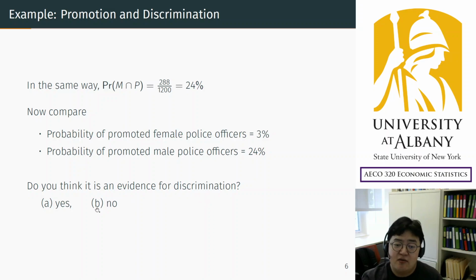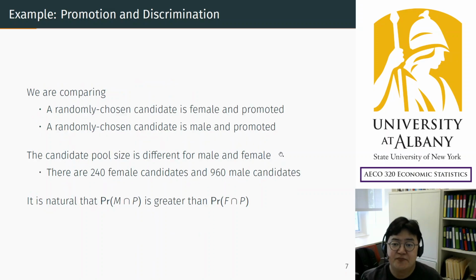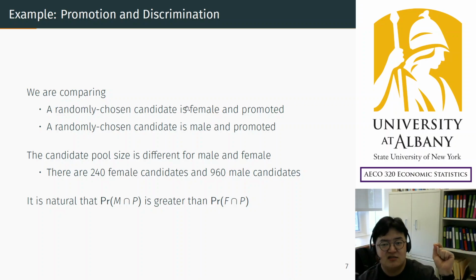So the answer is no. Even though the probabilities are correctly calculated, the comparison between them is not fair, because what we are doing here is we randomly choose one police officer out of the candidates for promotion, and then the randomly chosen candidate is either female and promoted, or male and promoted. We are comparing those two probabilities.